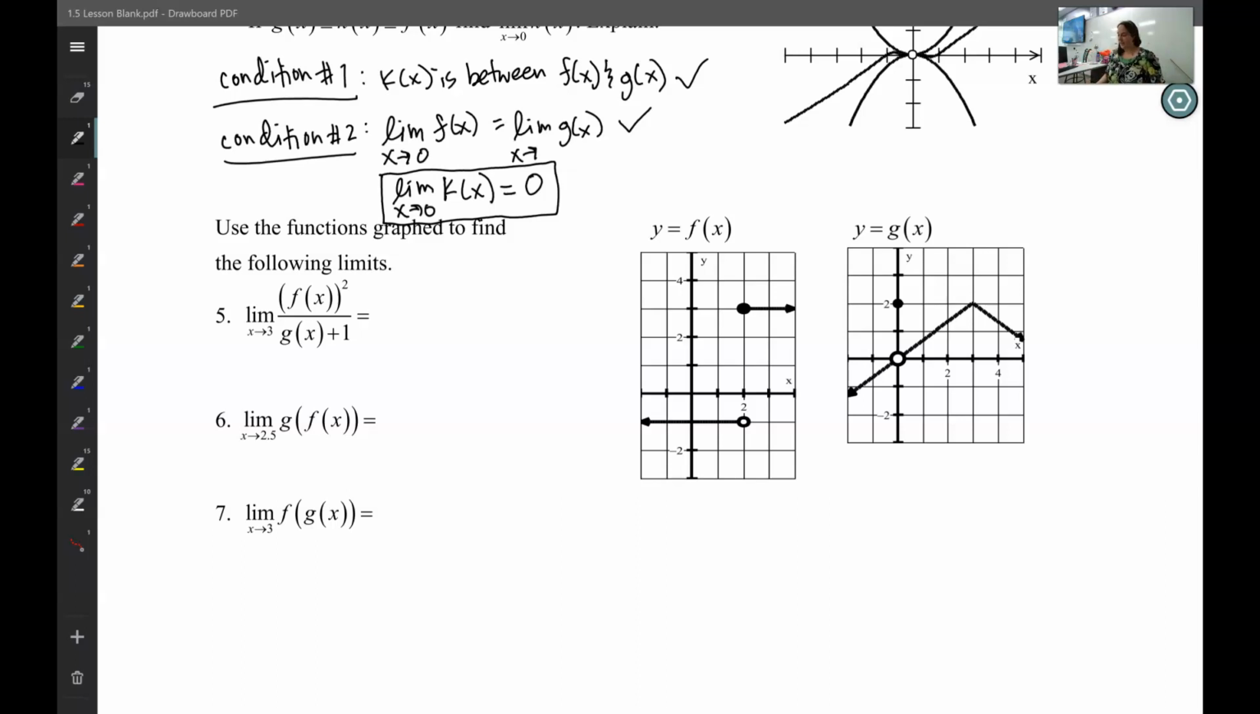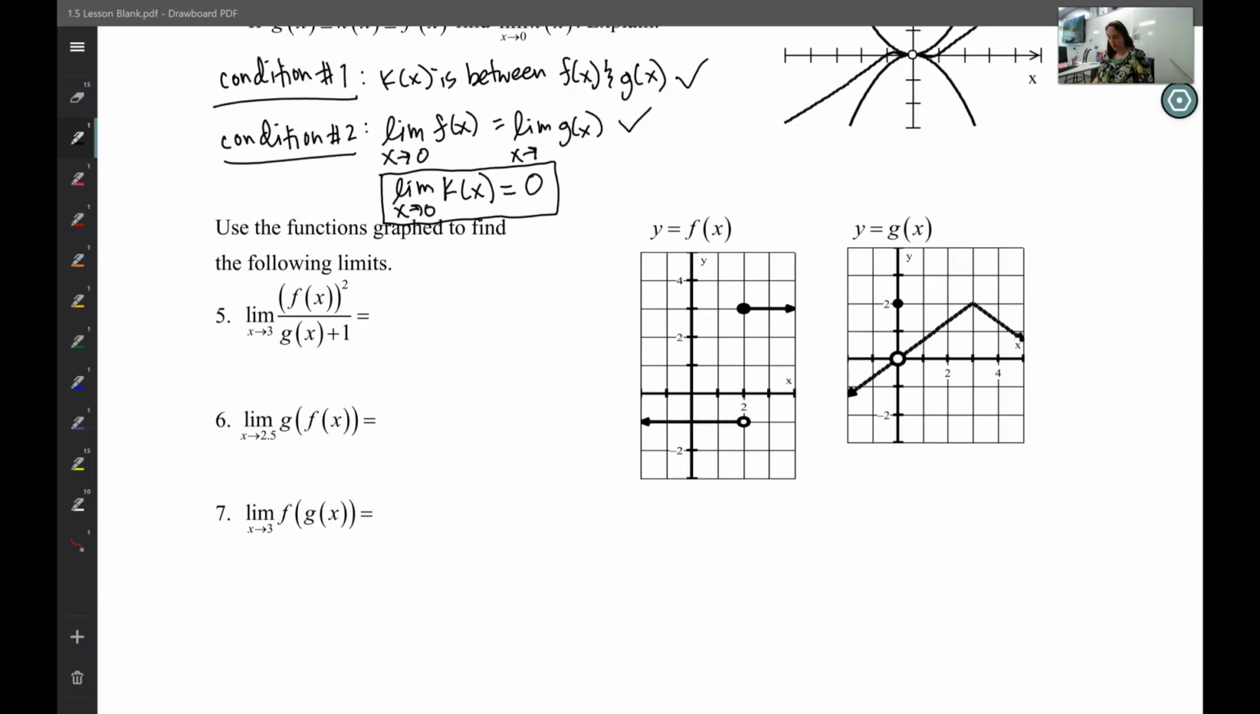So, one last thing we need to talk about is limits of composition of functions. Quick review: a composition of functions is when I take one whole function and plug it into a different function. So, on number 6, I'm taking f of x and plugging it into g.